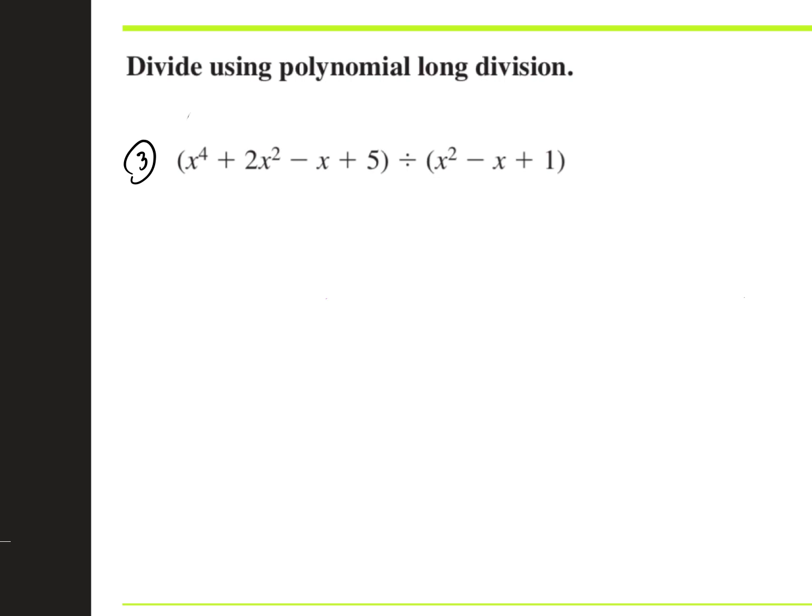Which is going to go on the outside? The x squared minus x plus 1. So the second one gets written on the outside.